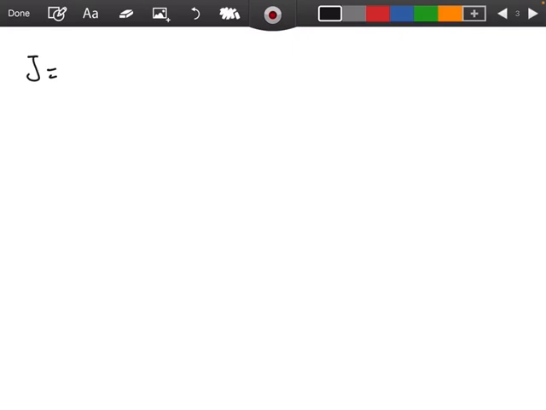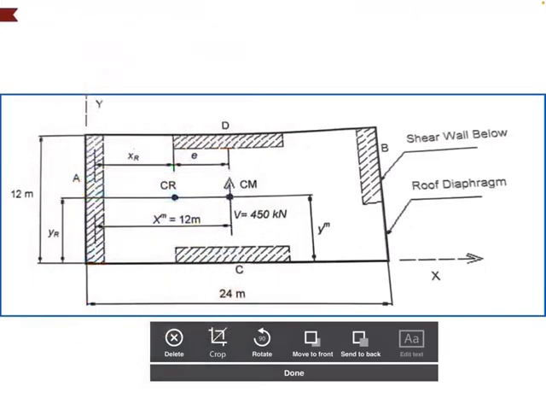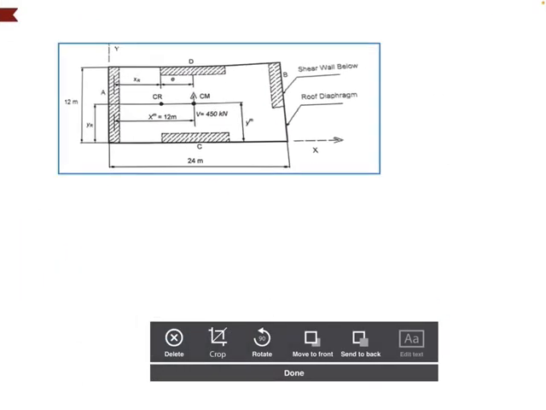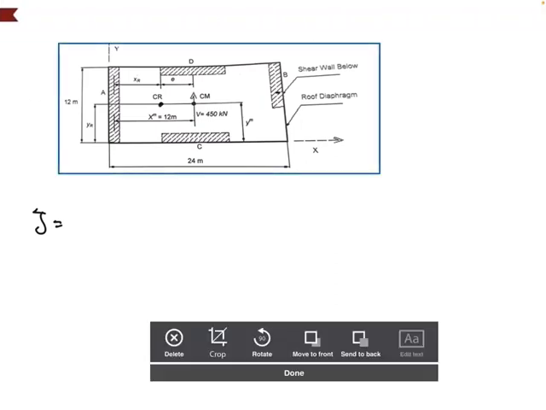Or, times the distance from the center, wait a moment. Torsional rigidity from your mechanics. Let me get the photo again to make it easier. Okay, so the torsional rigidity is our J. That is what we call the torsional rigidity. To get that, it is rigidity times the distance squared from our center of rigidity.